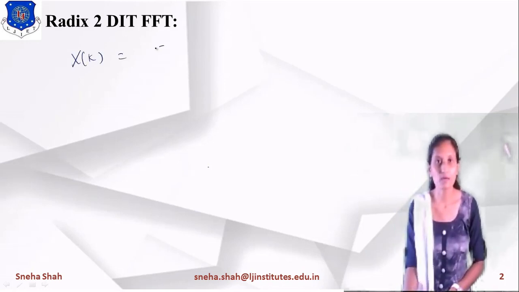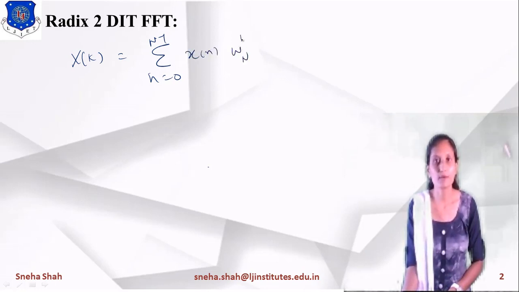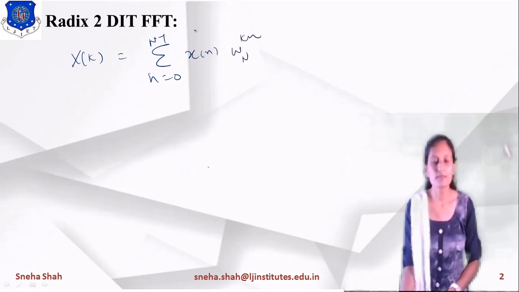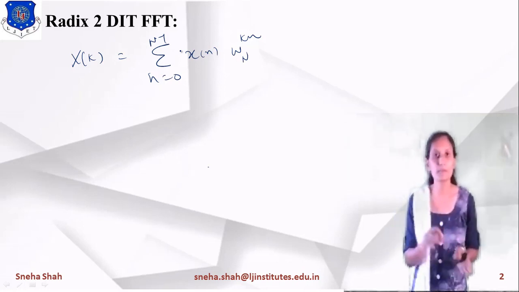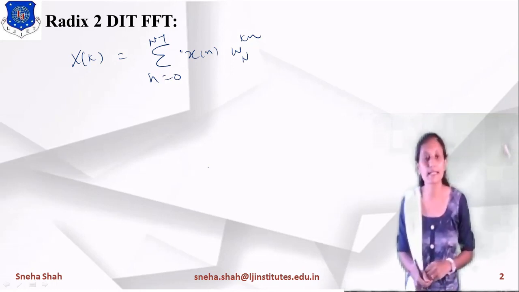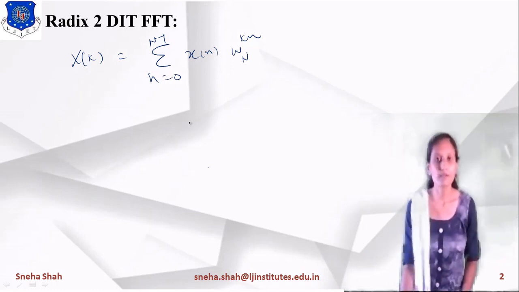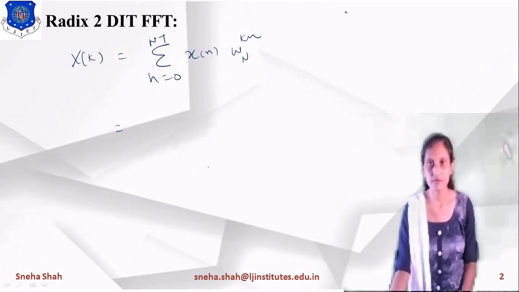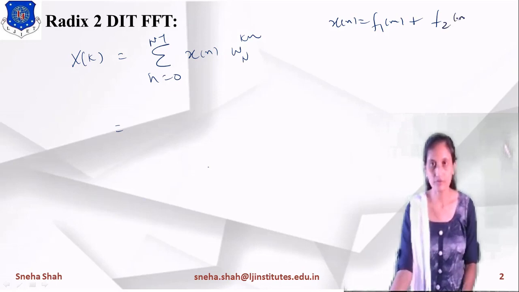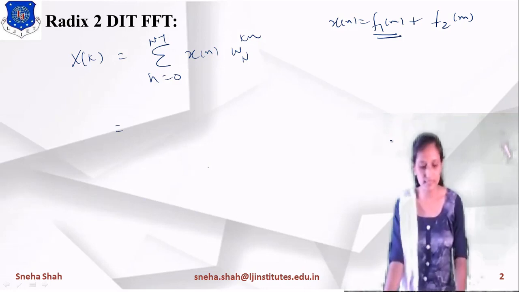It means X of k equals summation n equals 0 to N minus 1 x of n into W_N raised to kn. Right. Now this term gets divided into two parts. If I divide this into an even part and an odd part, then it gives you the DIT-FFT algorithm. So what will be the even term? x of n will be represented as f1 of n plus f2 of n. In this, f1 of n means the even part and f2 of n means function 2, which is the odd part.